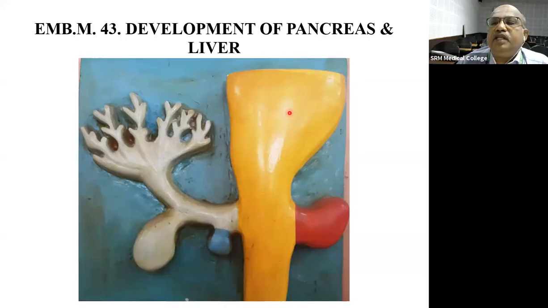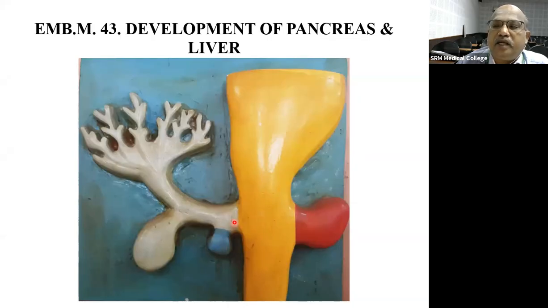Where we have the development of pancreatic buds. Actually, this is the junction between foregut and midgut. This is the developing stomach. This is the developing duodenum. At the junction of foregut and midgut, we have formation of the pancreatic buds. What you have on the ventral aspect is called the ventral pancreatic bud. This is the dorsal pancreatic bud.